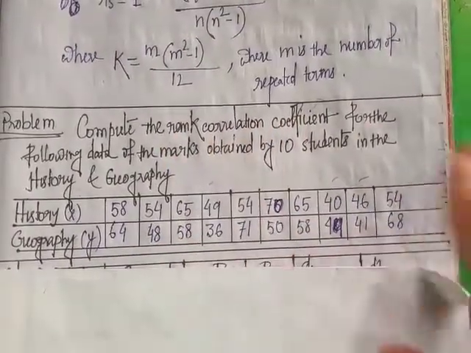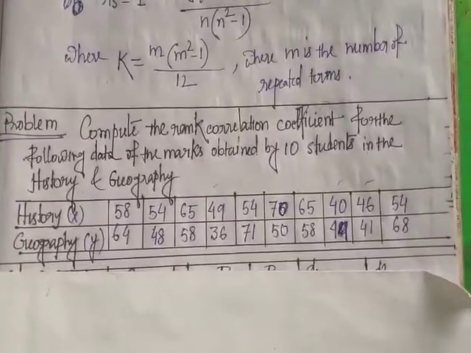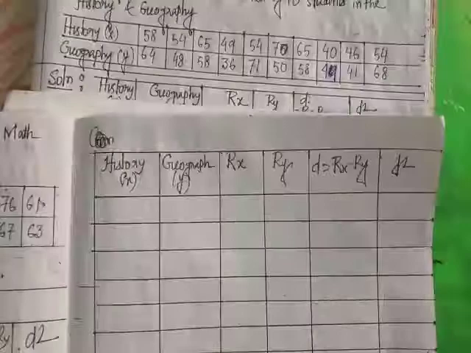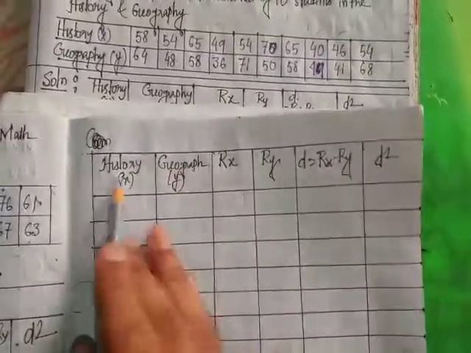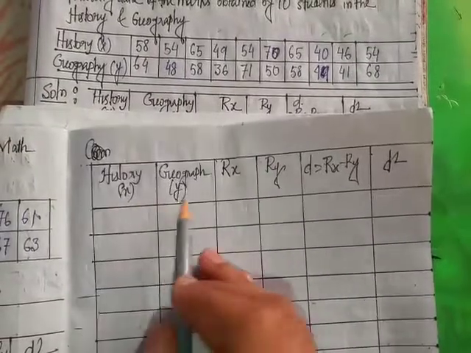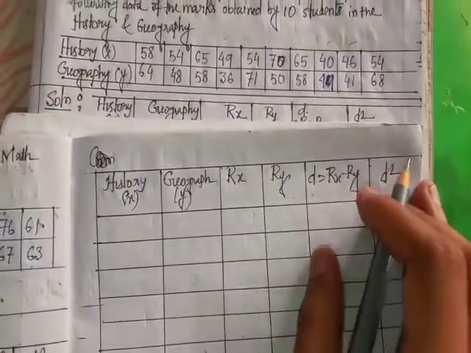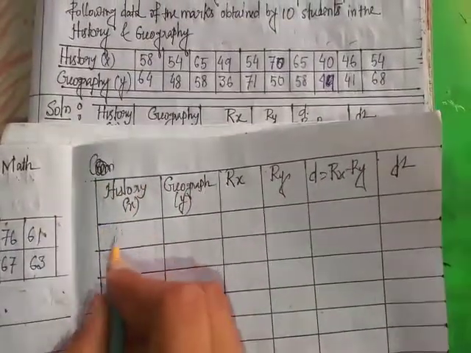Compute rank correlation coefficients. Solution. First you draw a table. History, geography. This is rank of x. This is rank of y. We denote history by x and geography by y. d means the difference between the two ranks Rx and Ry. Then d square.